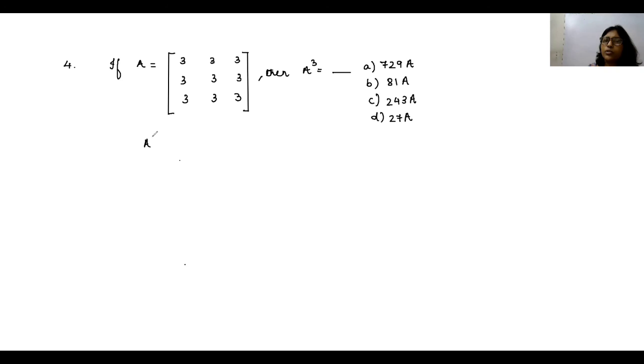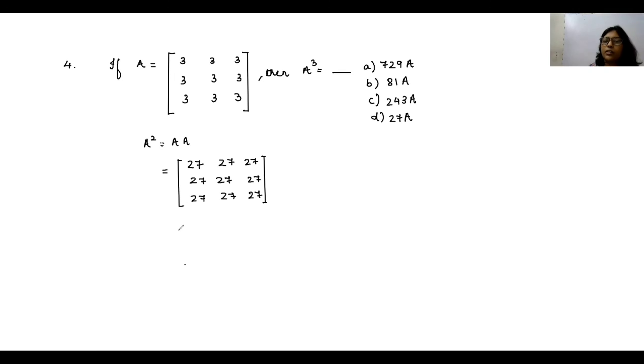We have to find A cube. So first we'll find A square, which is A into A. So we'll multiply the same matrix with itself. So using matrix multiplication, we have first row into the first column. So that will make 3 into 3, 9 plus 9 plus 9. That is 27. So each of the terms here will be 27.